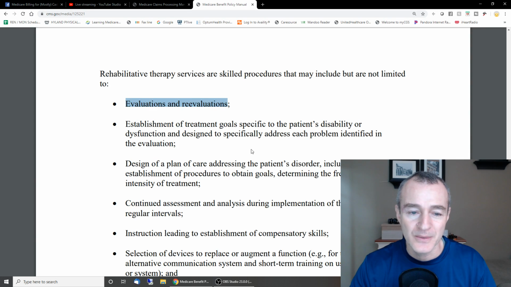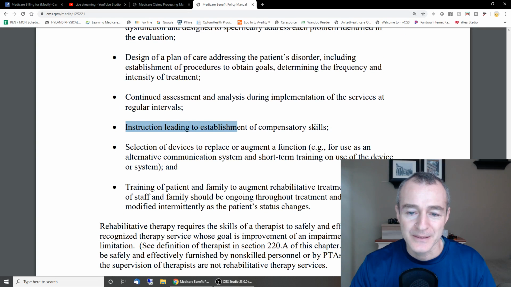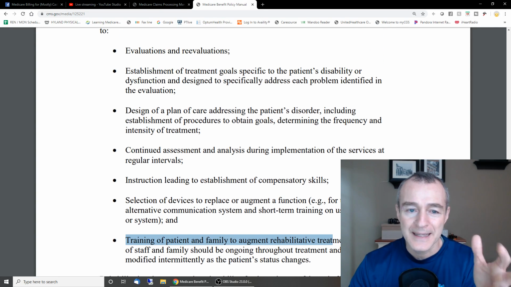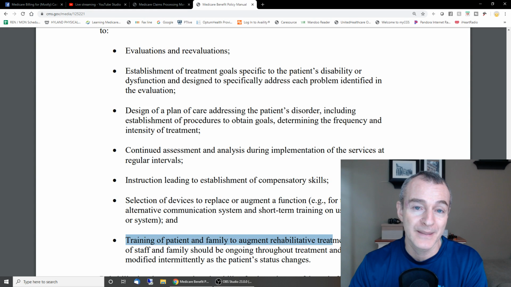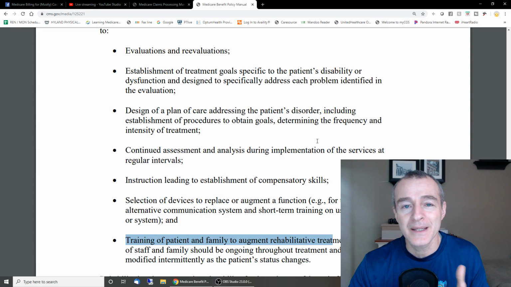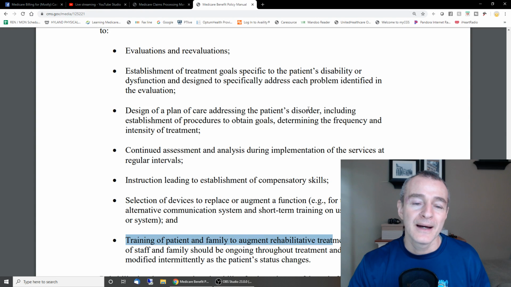Anytime you're getting into a situation of an evaluation, establishing goals, designing a plan, instruction to establish compensatory skills, selection of a device or augmented function, training family, friends, these are all absolutely covered services. This is one of the biggest barriers for somebody who's not contracted with Medicare: the evaluation is almost always a covered service. Unless the beneficiary is coming to you specifically for a golf performance evaluation or a weight loss evaluation not related to medical issues.